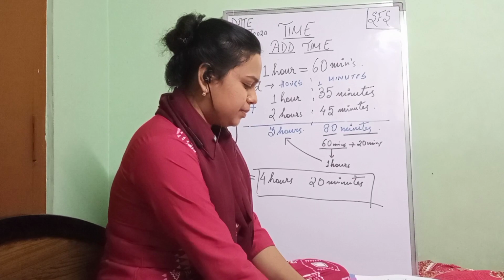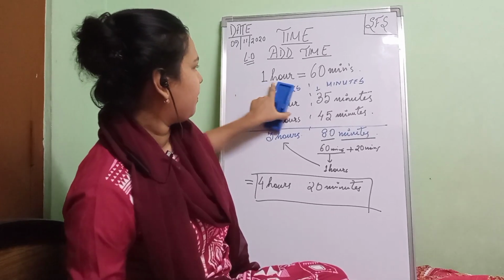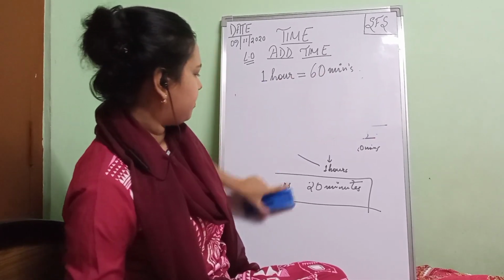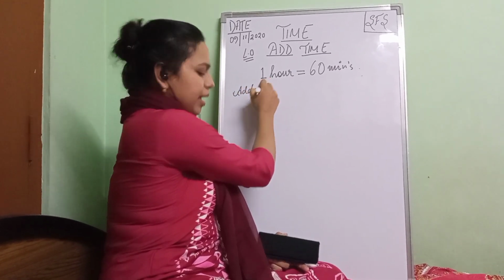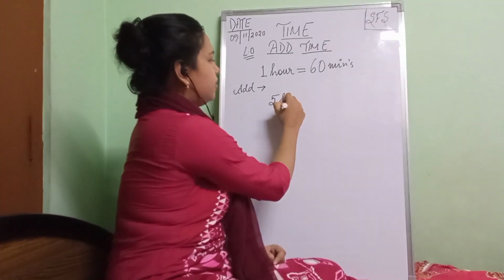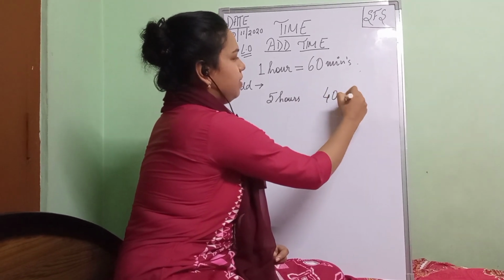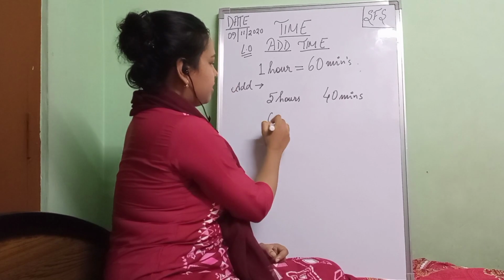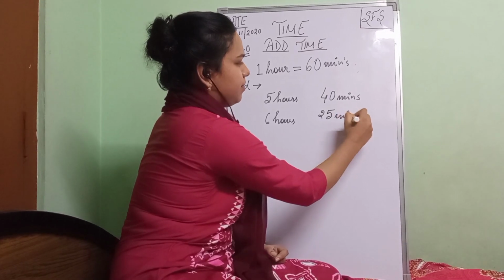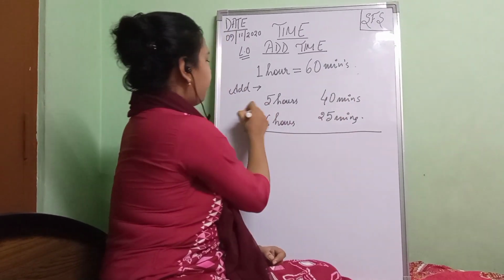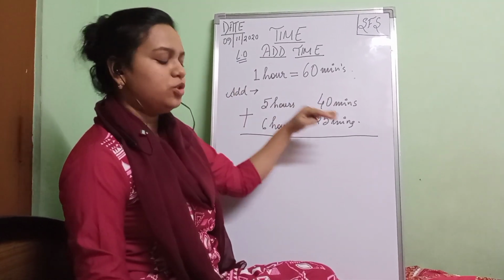Okay? Let us try another example. Okay, I have to add 5 hours and 40 minutes with 6 hours and 25 minutes. Suppose I have to add them, okay? I have 5 hours and 40 minutes, then I have to add it with 6 hours and 25 minutes.